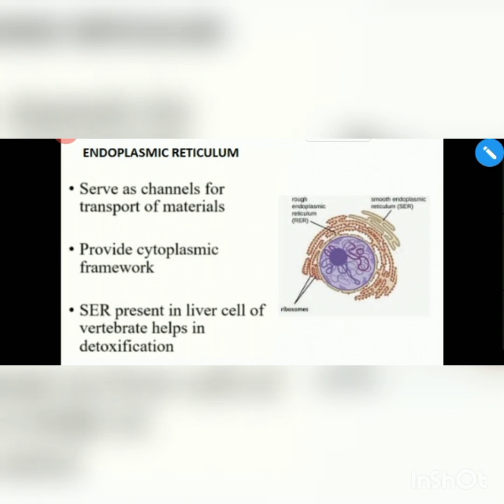What does it mean, drugs? It means the medicines that we are taking. And detoxification means removing these medicines and other toxic materials from the body. So the smooth endoplasmic reticulum helps in removing the waste materials and the toxins from our body. These are the functions of endoplasmic reticulum.